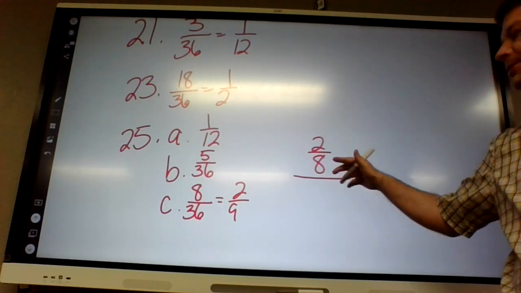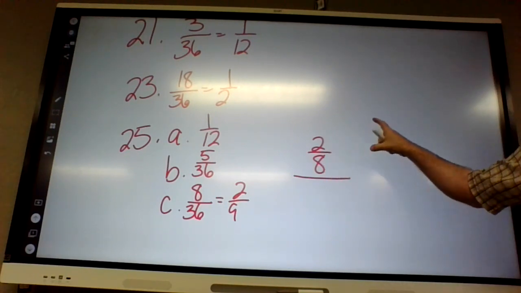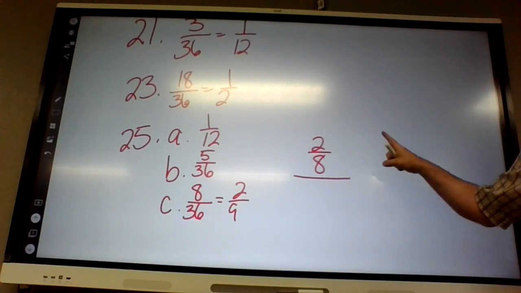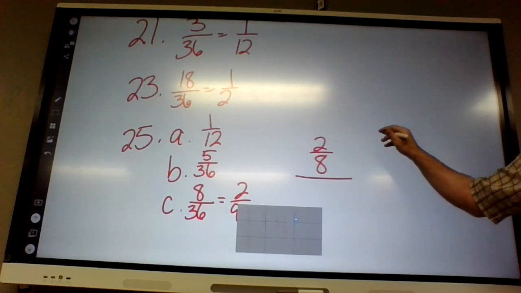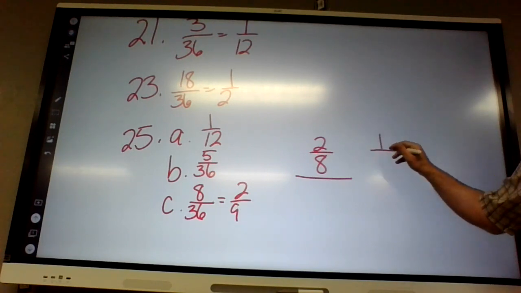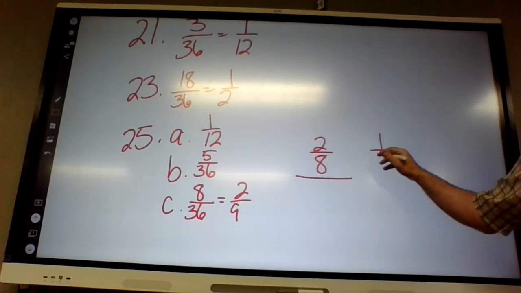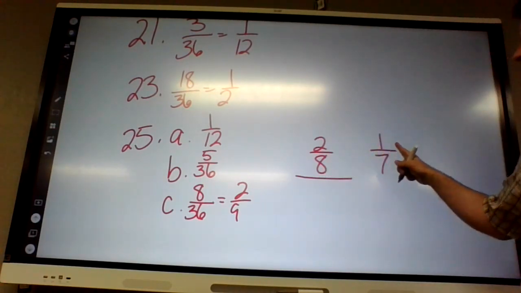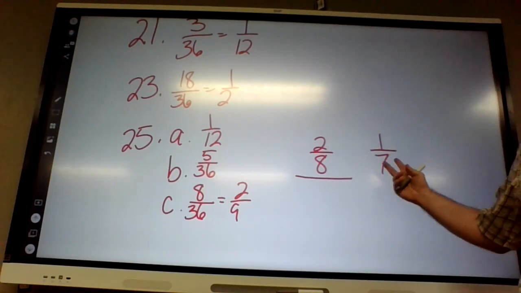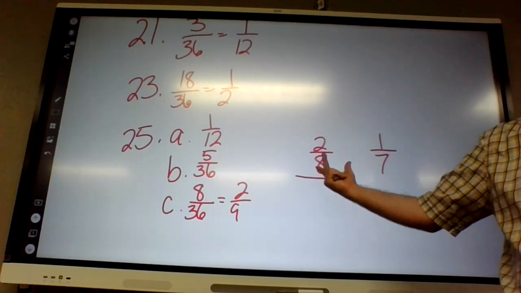Okay, which we could reduce that, but that's not the point. What's the probability that the second position will also be a girl? So how many girls are left to fill this position? 1. Out of how many people left to fill the position? 7. Okay, so the probability that this happens, 2 out of 8. Probability this happens, 1 out of 7. What's the probability that they will both happen?